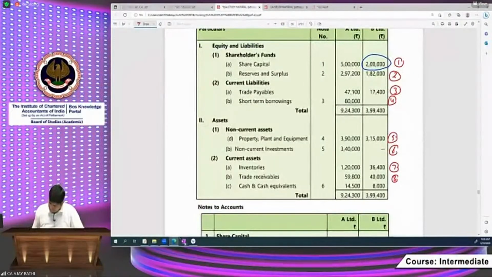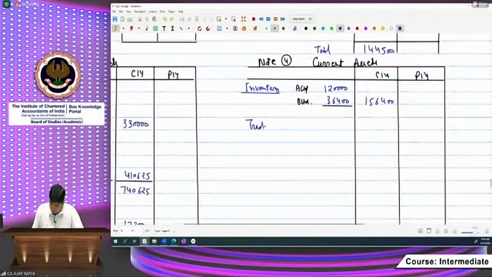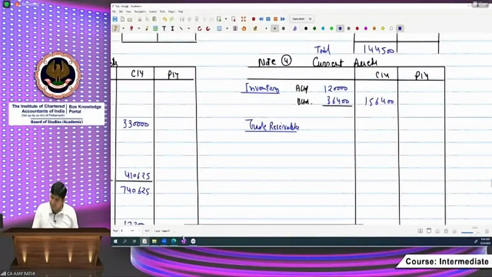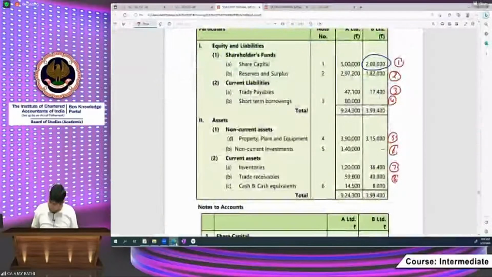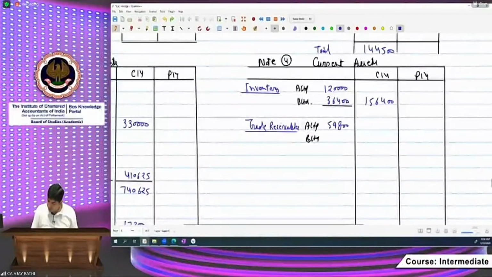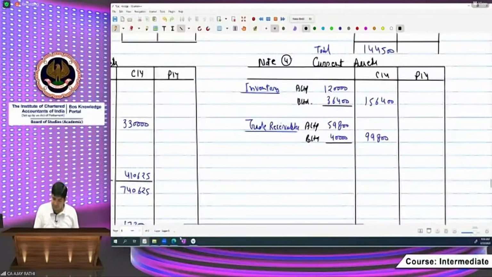8 point, that is trade receivable. Okay. Give a heading there. Trade receivable. A limited and then B limited. What are the figures? 59,800 and 40,000. Total becomes 99,800. Next one.